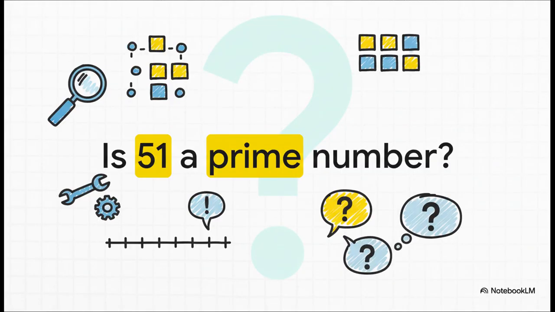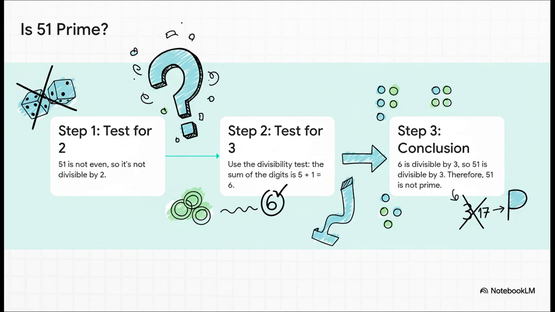Okay, let's put our new tools to the test. Here's a question that could totally pop up on an exam. Is 51 a prime number? Well, it's not even, and it doesn't immediately scream that it has other factors. So, how do we check for sure? This is exactly where our divisibility tests become our best friend. We already know it's not divisible by 2. But what about 3? Let's use that trick. Add the digits. 5 plus 1 equals 6. And since 6 is divisible by 3, that means 51 is too. And just like that, we've proved it. It's not prime. Case closed.